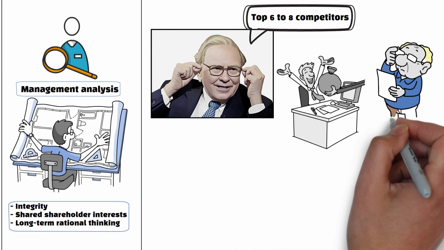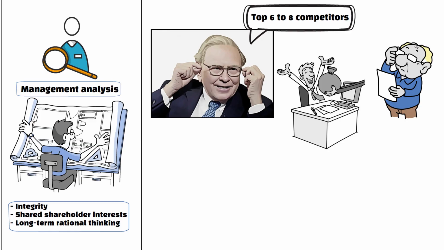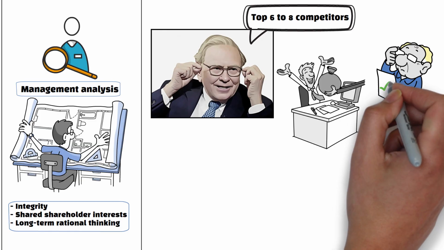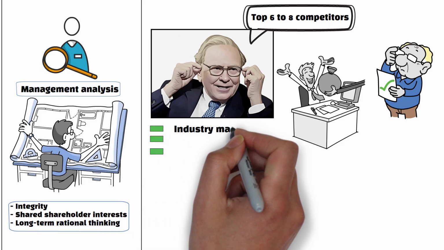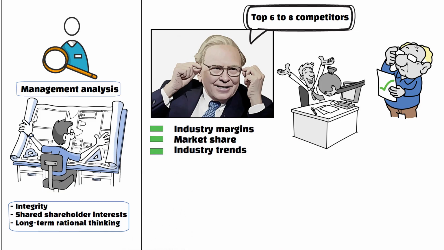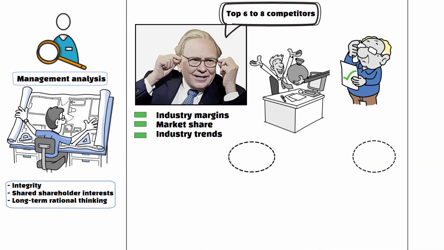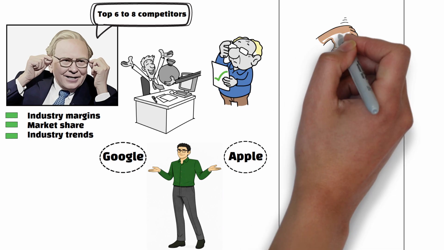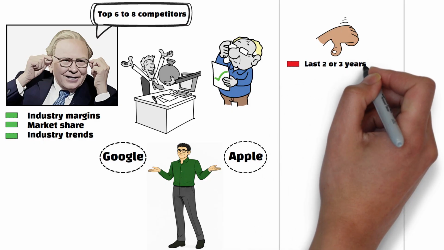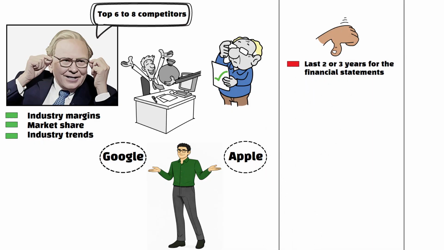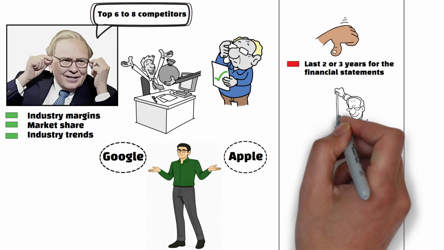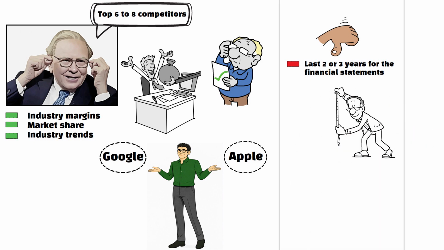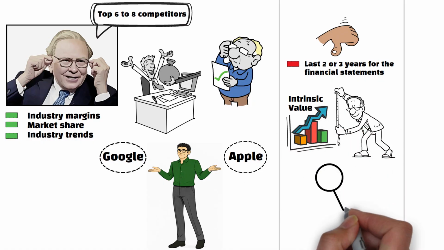Also, occasionally Buffett may find after reading the report of a competitor that their company is a better stock to invest in. From checking competitors' reports, he can better understand the industry margins, market share, and industry trends. For example, with Microsoft, we would also want to look at competitors such as Google and Apple. A downside to the annual report is that it usually only includes information from the last 2 or 3 years for the financial statements. After reading the annual reports, Buffett makes an estimate of the intrinsic value and checks if it's below the current stock price. However, if the stock price is far higher than his intrinsic value estimation, then he'll avoid investing into the company.